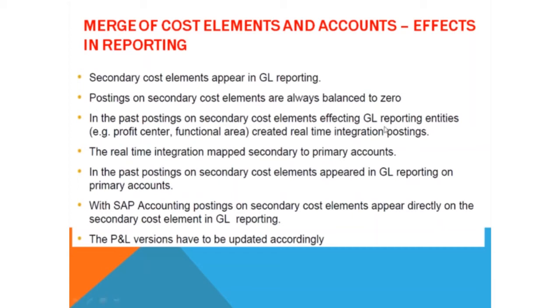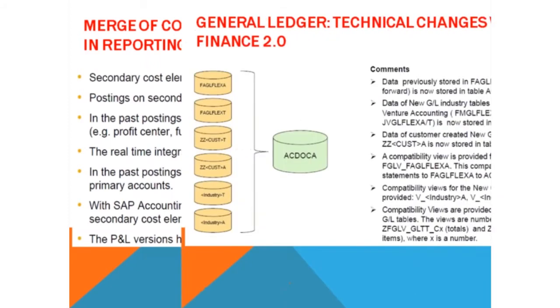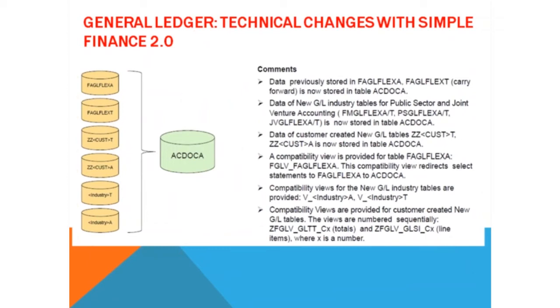So in the past, posting of a secondary cost element affecting GL reporting entities, profit center, and function area created a real-time integration posting. The real-time integration mapped secondary to primary accounts in the past. So all this information is available, and it provides a very good approach even in general ledger. Previously it was not possible in general ledger, and now you can see even the secondary cost element. And you can also see the reports. Then you can see from the general ledger perspective the technical changes with simple finance too.